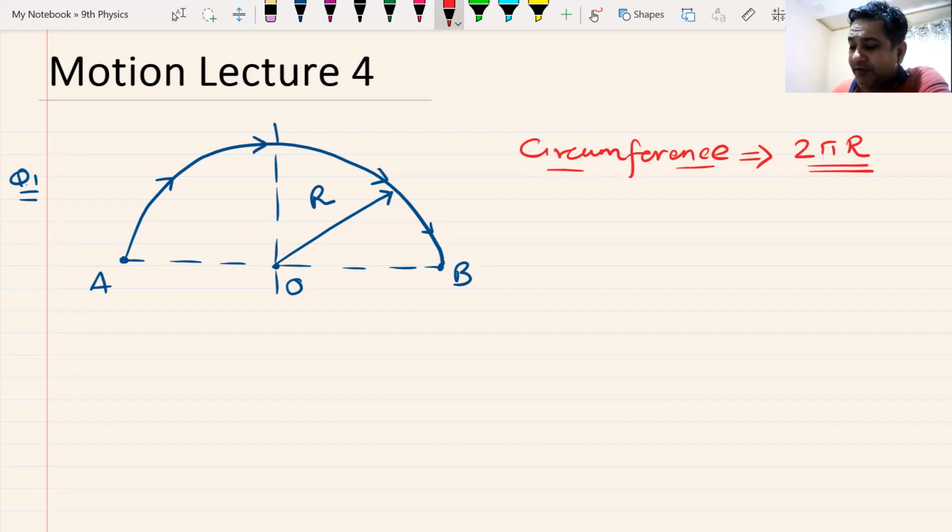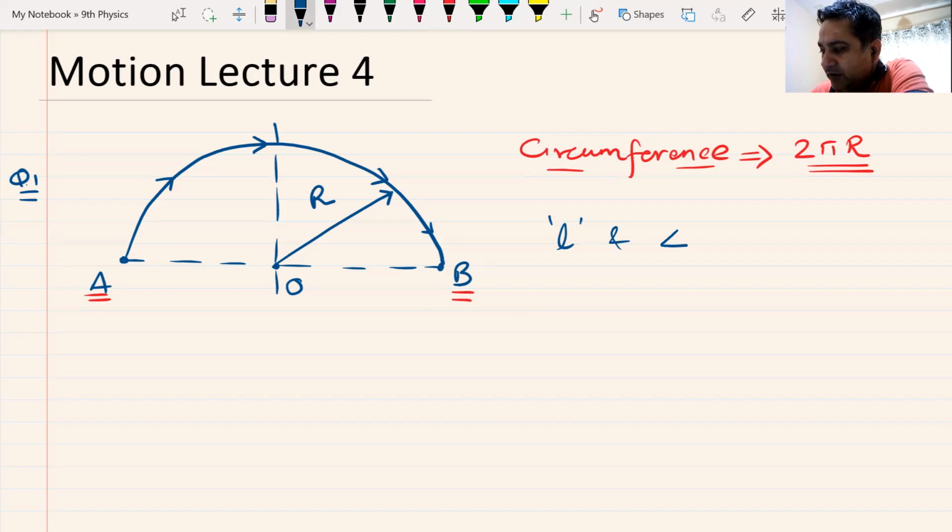Okay. So now what is happening here? A particle has moved from point A to point B on a semicircular track. The question is very simple. Find out the distance traveled and the displacement of the particle.